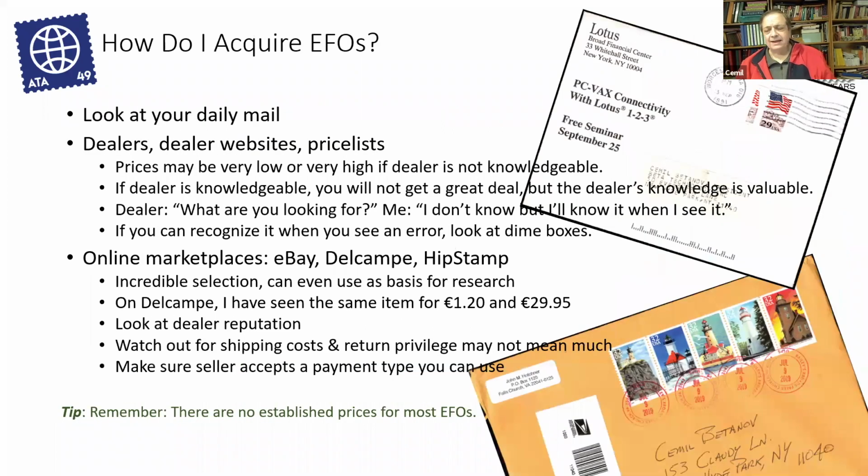So the last item that I want to talk about is how to get EFOs. How would you go about buying EFOs or getting EFOs? Well, the first thing you should do is look at your daily mail. You wouldn't believe all the stuff that you will find there. Here are two examples from my daily mail.